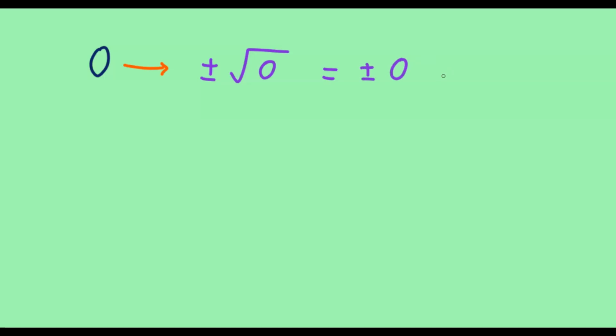But negative 0 and plus 0 are both the same thing, and that is just 0. So what this means is that the number 0 has only one square root, and we write it like this: the square root of 0 is 0.